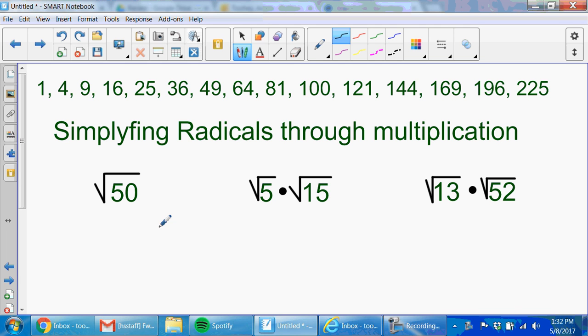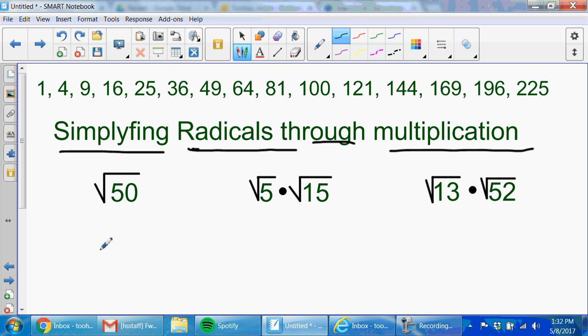This video is about simplifying radicals through multiplication. One of the things that's really important is that we know these perfect square numbers that are going across the top here. These numbers, when square rooted, produce integers. An integer is a whole number, a number without a decimal or fraction. So what we're looking to do is to simplify or break up these into more simple radicals.